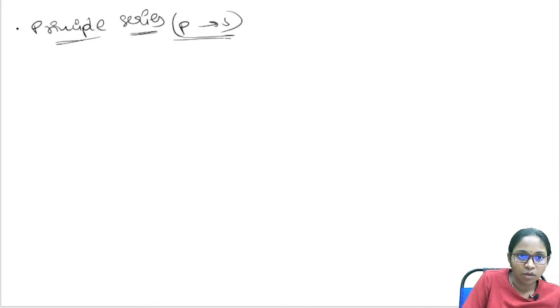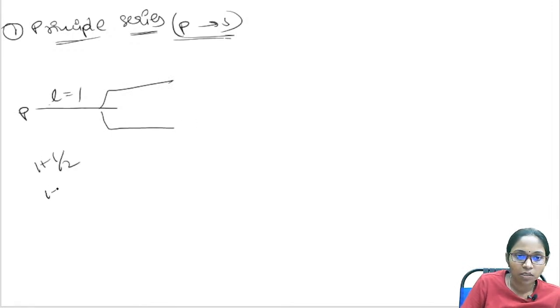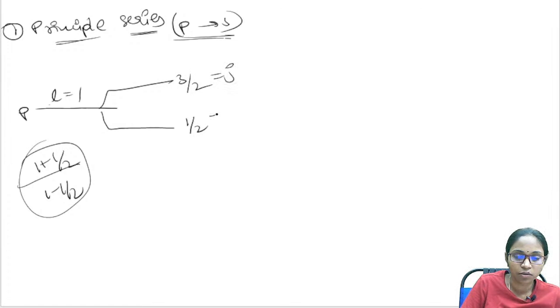I'm considering one example, that is principal series. Here I'm considering the P orbit whose L value is equal to 1. For L equals 1, we have two different J values, right? J equals 1 plus 1 by 2 and 1 minus 1 by 2, where 1 by 2 is the spin angular momentum, the spin value. Therefore here we have 1 by 2, 3 by 2. These are the J values.